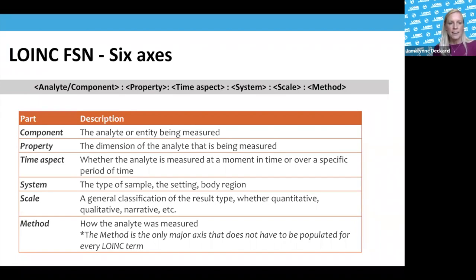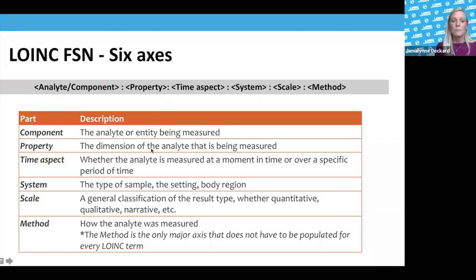And then the second axis is the property, which is the dimension of that analyte. And we're going to go over each of these in detail. And then we have the timing aspect for the measurement, the system, or the specimen or setting, body region. There's the scale that kind of is a general representation of the result type. And then the method. And the method is the only axis that does not have to be populated for every term. It is an optional one.